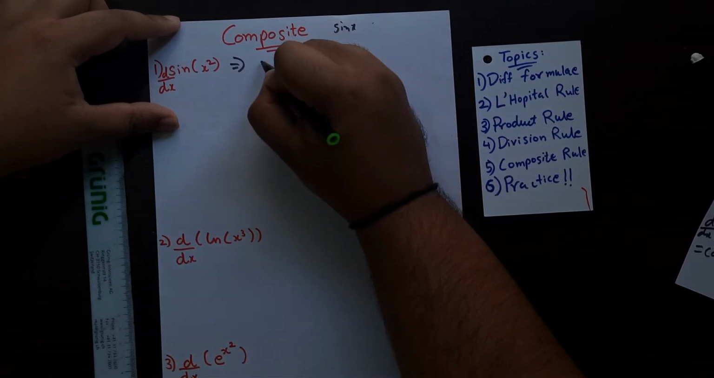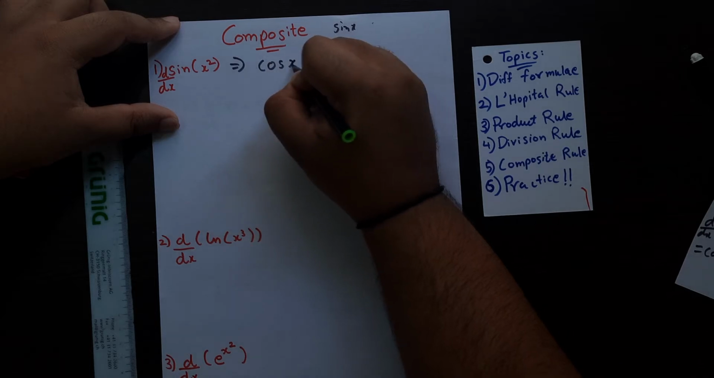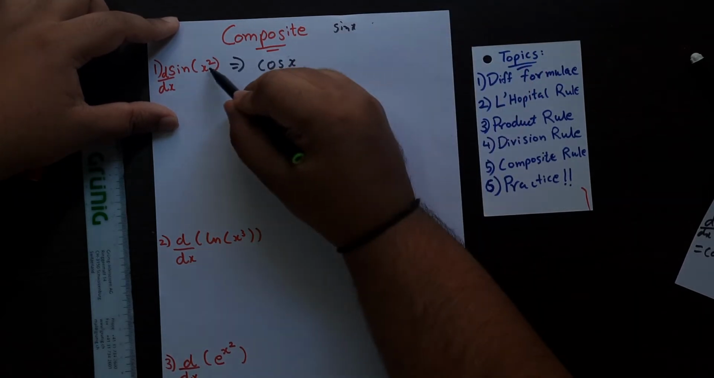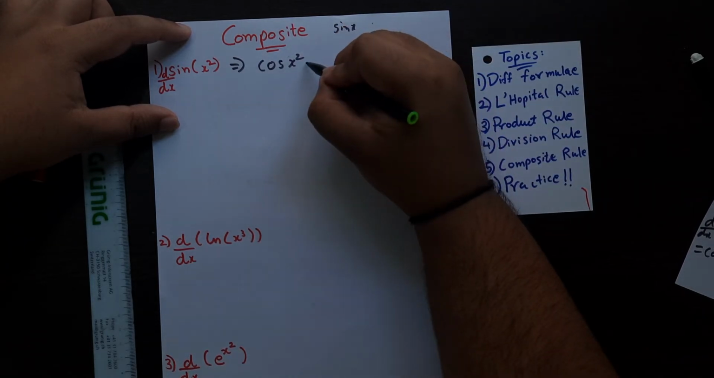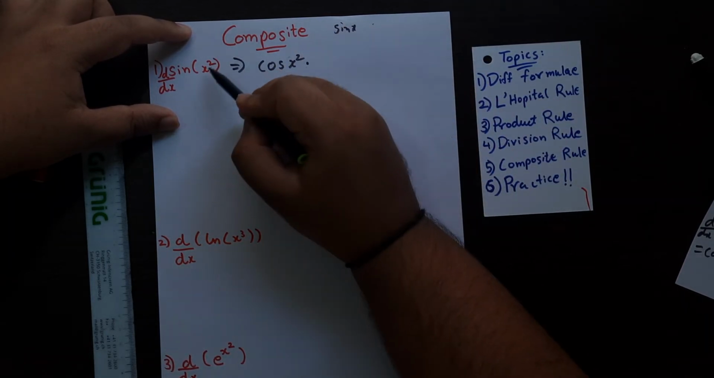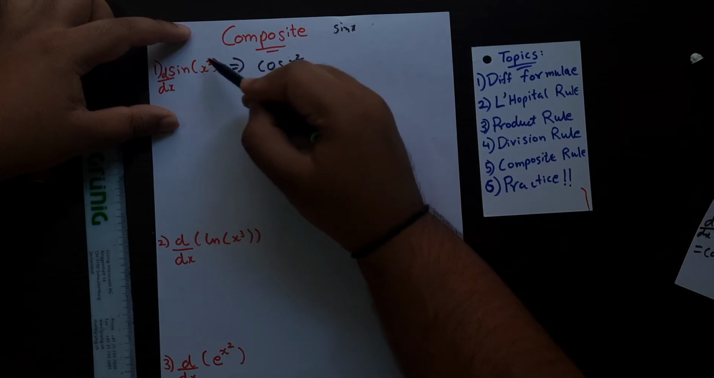What is the differentiation of cos x? It is cos x. But don't keep this variable like this, keep it as the original variable that people have asked. So cos x square. Now you have to multiply into, now you have to take the differential of this inner part.